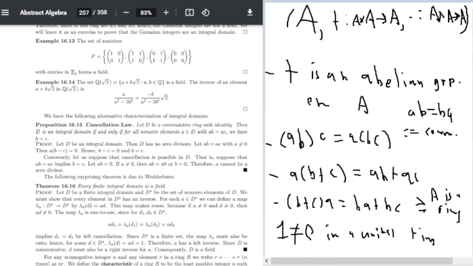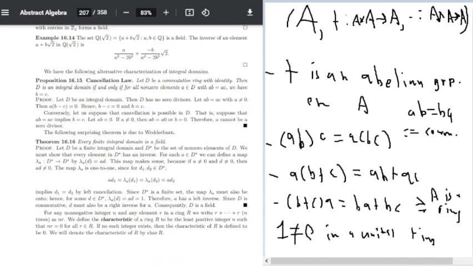We have the following alternate characterization of integral domains. Proposition 16.5, the cancellation law. Let D be a commutative ring with identity. Then D is an integral domain if and only if, for all non-zero elements a in D with ab equals ac, we have b equals c.